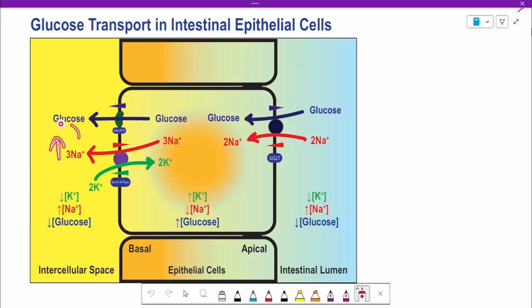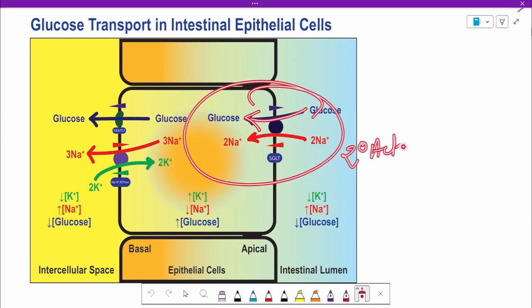By doing so it is establishing stronger gradients. Now more sodium will be outside the cell, and less sodium will be inside the cell. Similarly here, more sodium will be outside the cell. So this sodium will start moving along the concentration gradient, and when it moves, it loses its potential energy, and that lost energy is used by glucose to go against its concentration gradient. So this is secondary active transport.